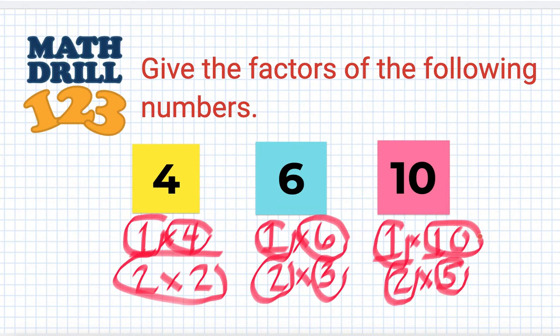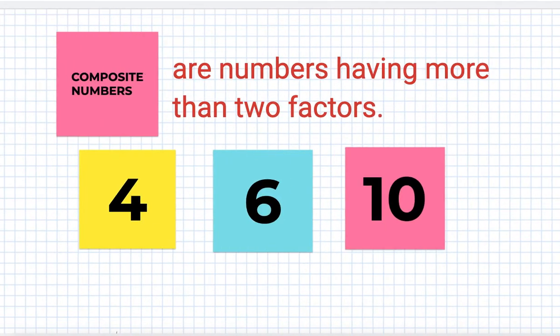Now, what do you observe? 4, 6, and 10 have more than 2 factors. Number 4 has 3 factors. Number 6 has 4 factors. And number 10 has 4 factors also. Now, this concept of having more than 2 factors is what we call composite numbers.